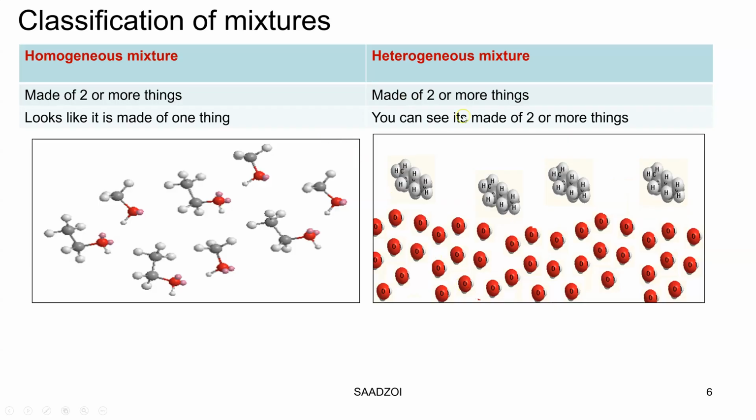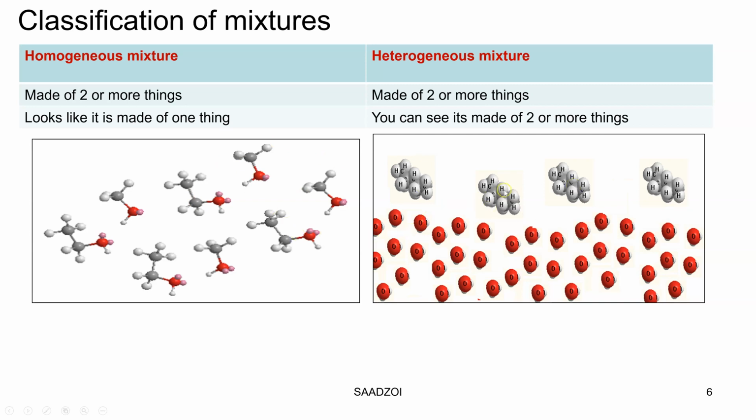Homogeneous mixtures and heterogeneous mixtures, so what's the difference? If you look at homogeneous, they're both, first off, made of multiple things. But for a homogeneous mixture, they're uniform in composition. Like when you look with your eyes, you can't distinguish one part from the other. And that's what makes them homogeneous.